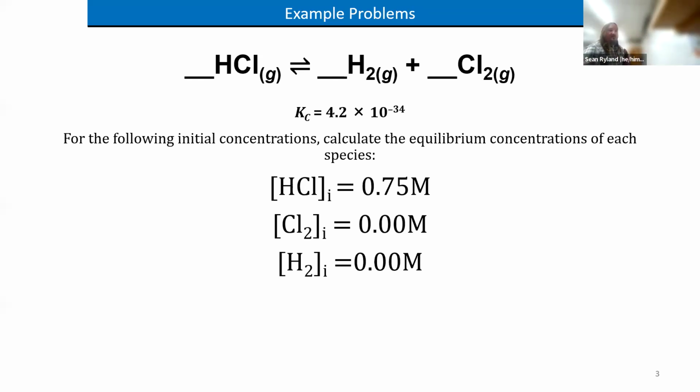All right, let's go ahead and start working through this. So we've got hydrochloric acid as a gas, so hydrogen chloride gas, reacting to make H2 gas and chlorine gas. We can start by balancing. We know how to do that at least, right? Got to make sure we have the same number of atoms on both sides.